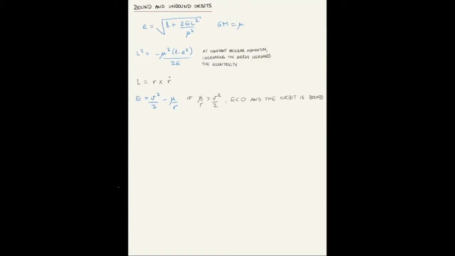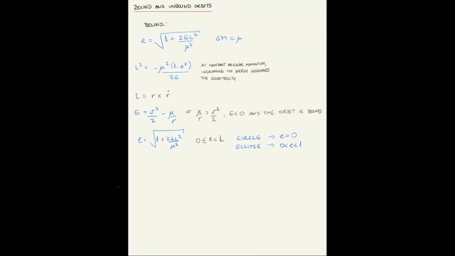Now, by the definition of the eccentricity, if the energy is negative, since this is 1 plus a negative term, this has to be between 0 and 1. So the orbit is either circular, which is the case of eccentricity equals 0, or an ellipse, which is the case of eccentricity between 0 and 1. So these are the bound orbits. Let's take a look at the unbound orbits.